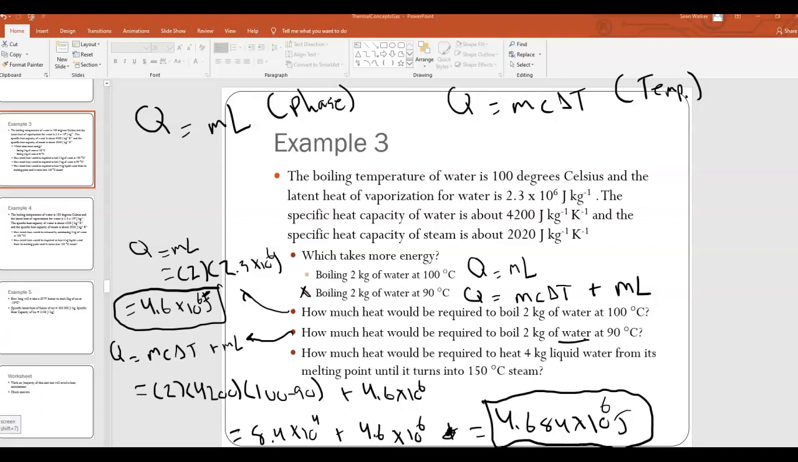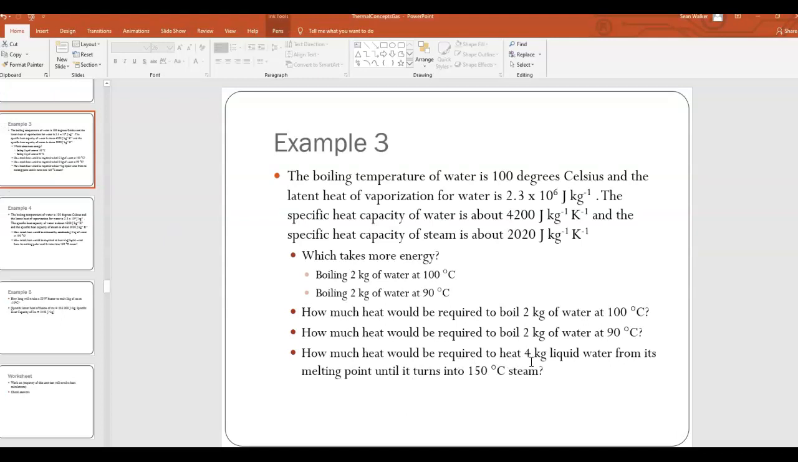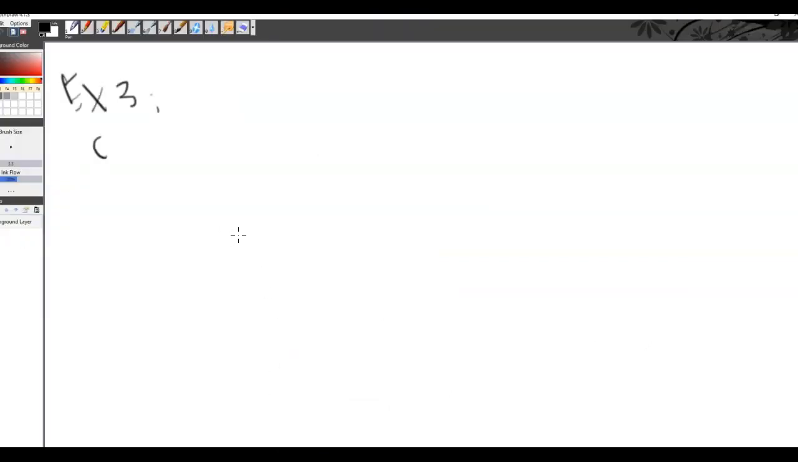Okay, so I'm going to clear this off. And I'm going to go over here to do this problem. So this is going to be example 3, part C, if you will. And so we want to know how much heat it takes to heat 4 kilograms liquid water from its melting point until it turns into 150 degrees Celsius steam. Okay, so first of all, the melting point of water is what? 0 degrees Celsius. Okay, so that means we start with 4 kilograms of water at 0 degrees Celsius. Now, if you don't know the melting point of water, there's no way you can answer this question. Okay, so that's definitely something you need to know.